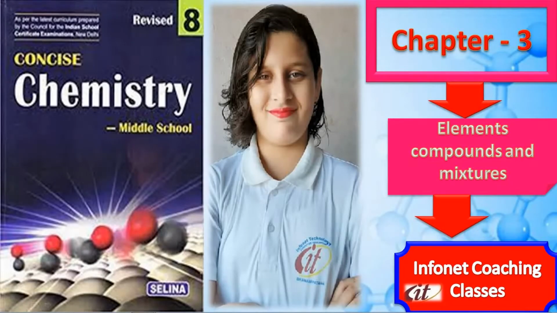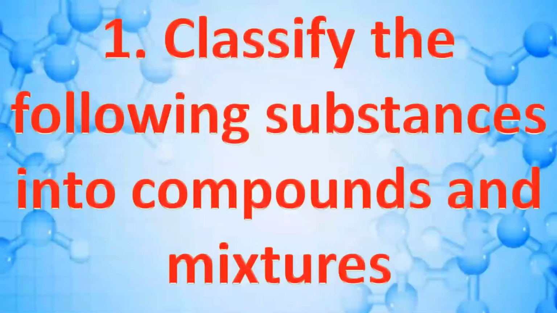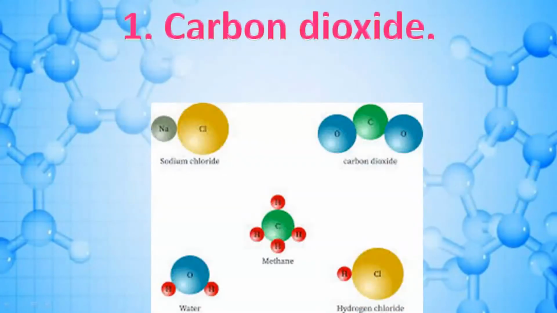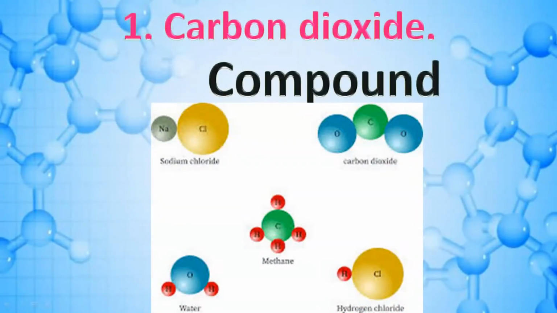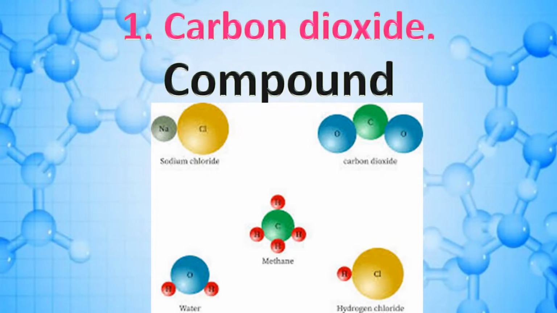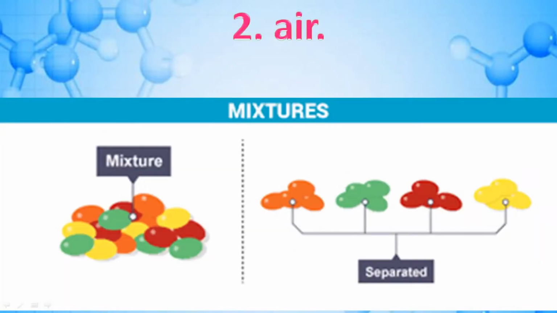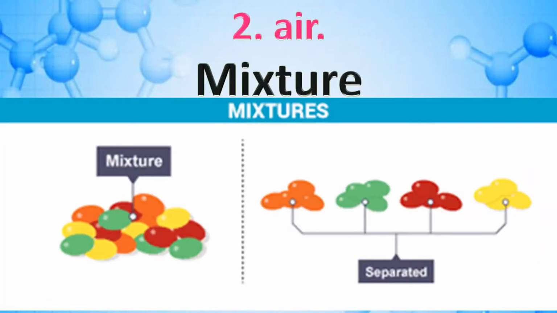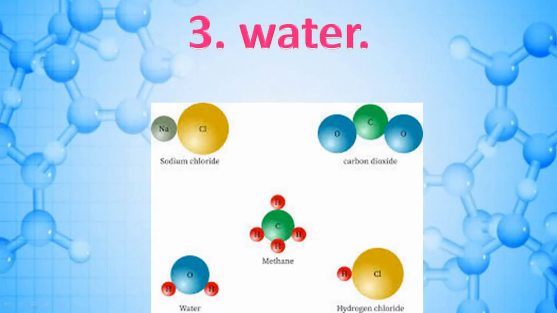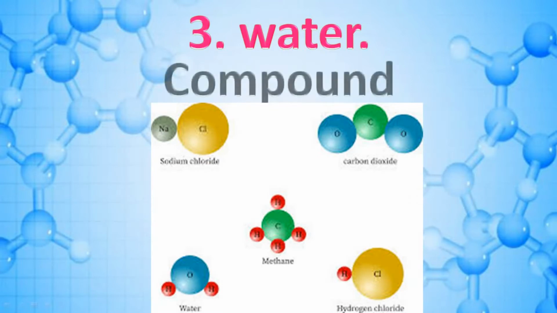Today we are going to discuss Chapter 3, Elements, Compounds and Mixtures. So let's see. Classify the following substances into compounds and mixtures. Carbon dioxide. Answer is compound. Next question. Air. Answer is mixture. Next question. Water. Answer is compound.